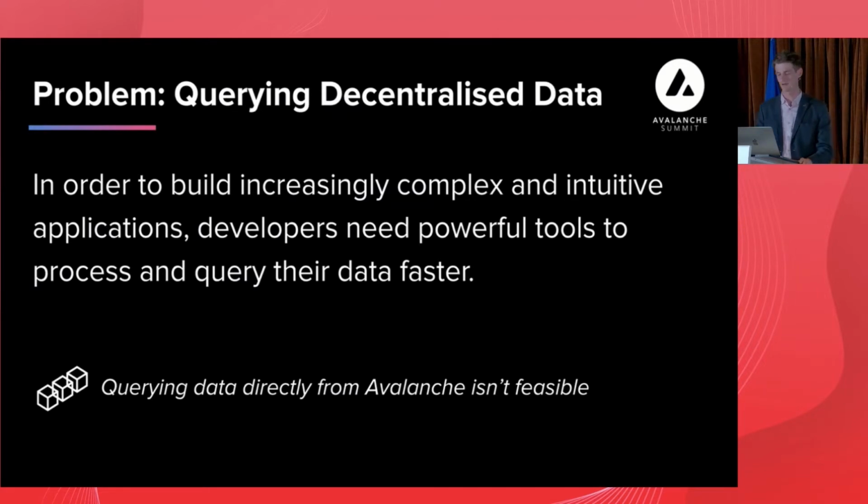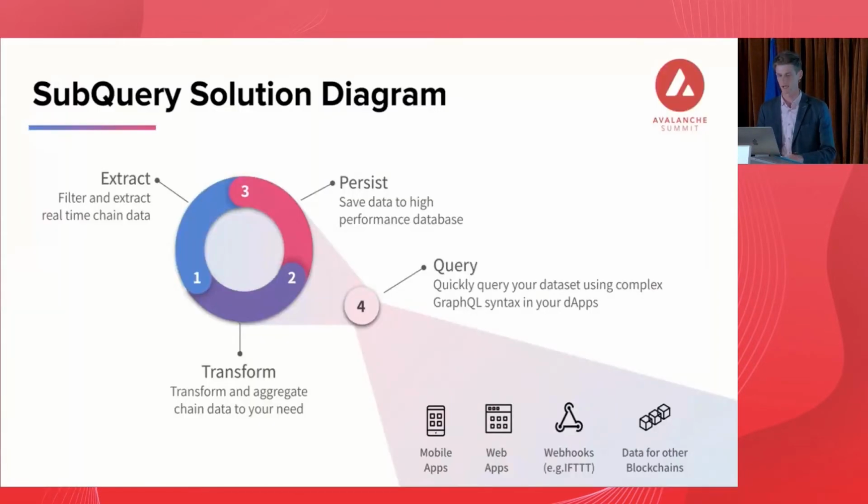SubQuery is an open source, flexible data indexer. And a data indexer generally has four steps. We extract data from a blockchain, in this case Avalanche. We transform that data to fit your needs. We save, or persist, that data in a high-performance database, and we allow you to query it using a query language, either a REST API, but for us it's GraphQL.